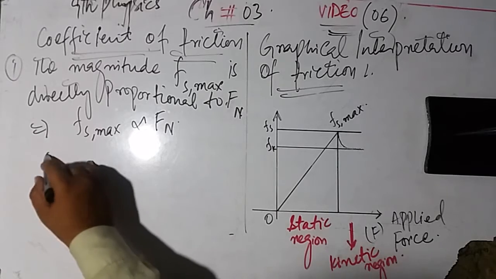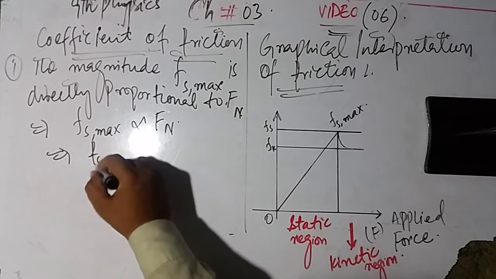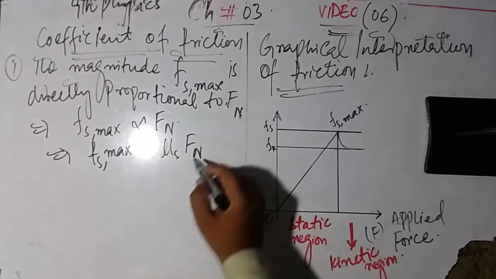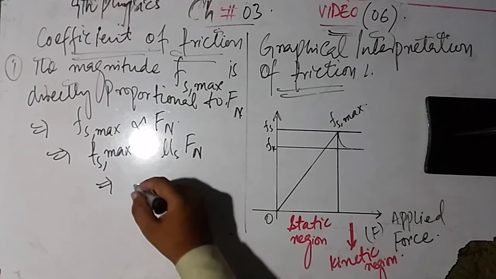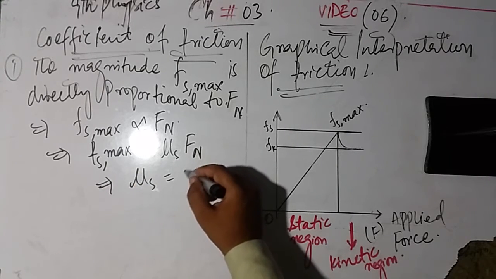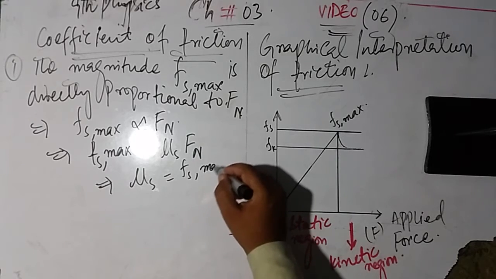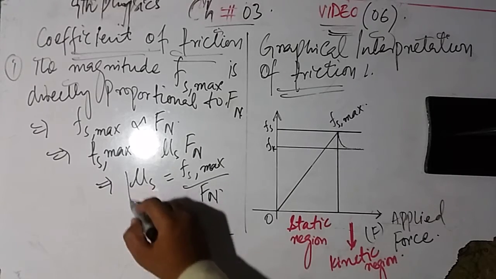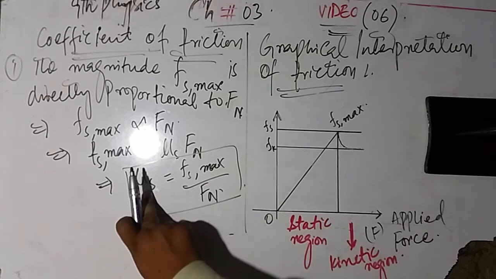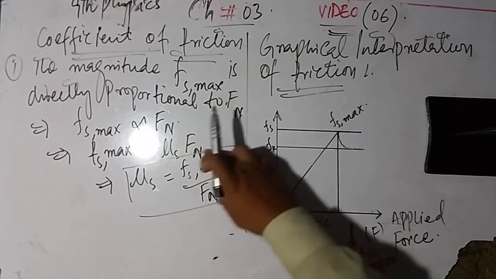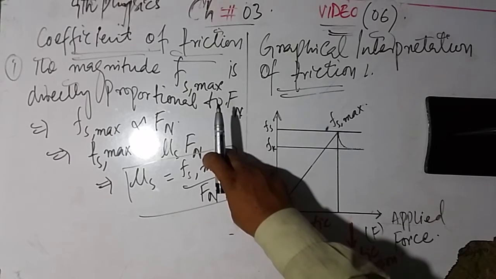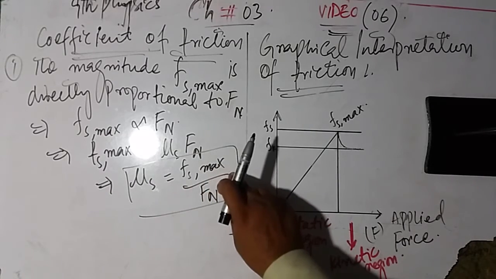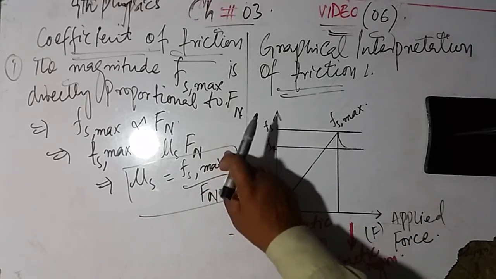Now putting the constant of proportionality, F_s max equals mu_s times N. Dividing both sides by N, mu_s will be equal to F_s max divided by N, which is the expression for the coefficient of static friction. It is basically the ratio of the maximum static frictional force to the normal force, and mu_s is the proportionality constant.